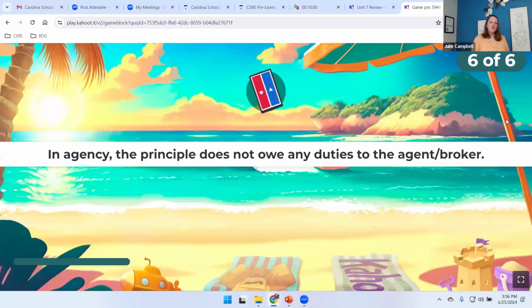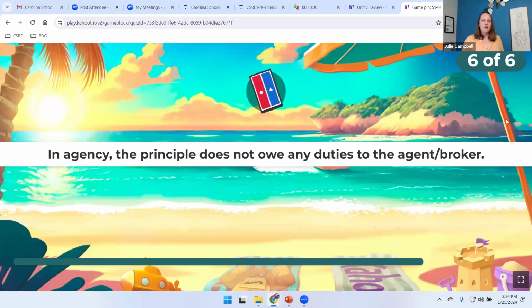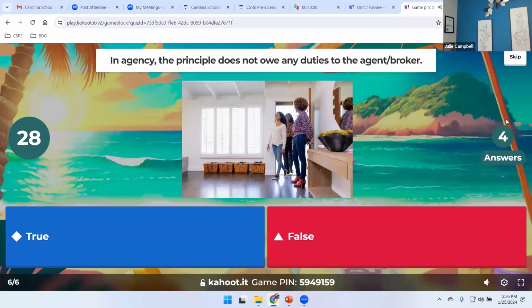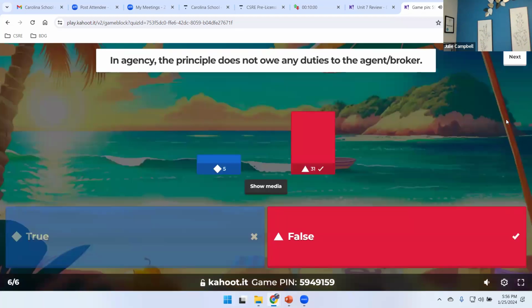And our last one in this Kahoot: in agency, the principal does not owe any duties to the agent broker. Principal does not owe any duties to broker. That's right, that's false. It's a two-way street.